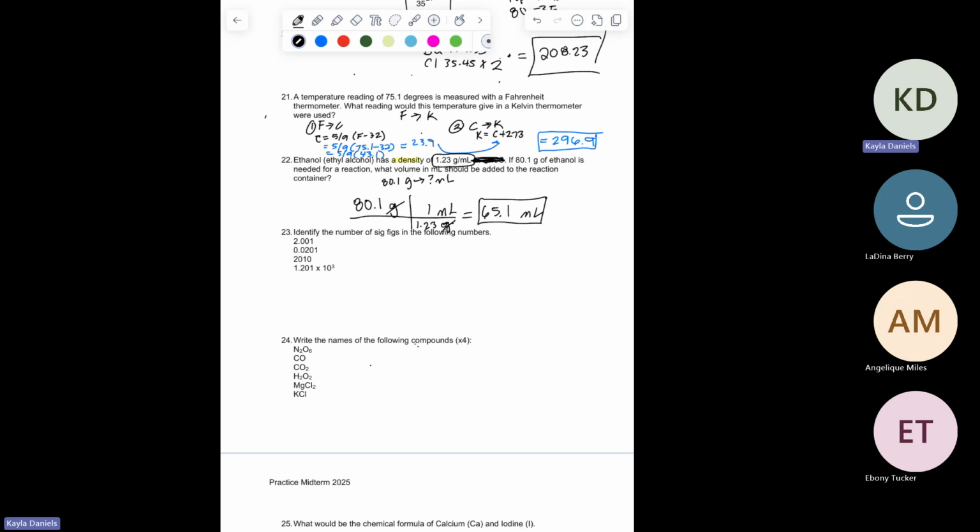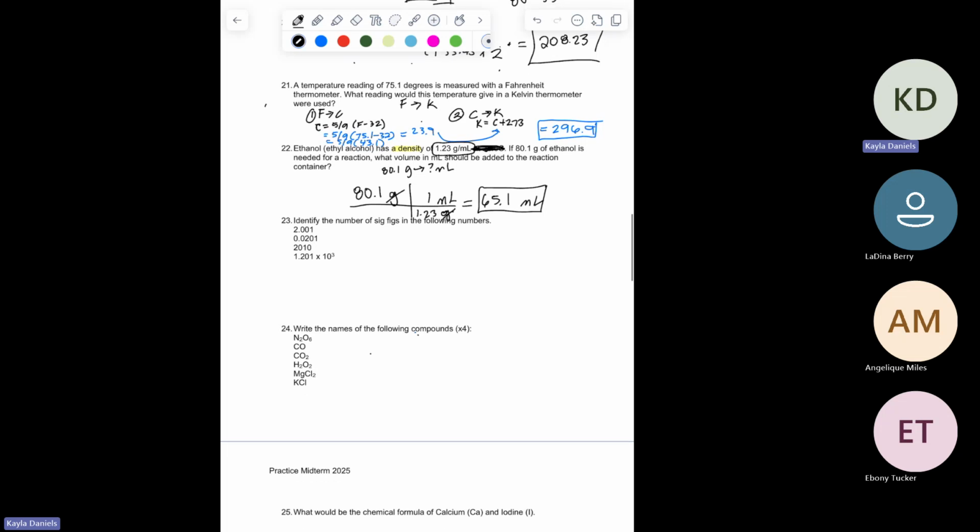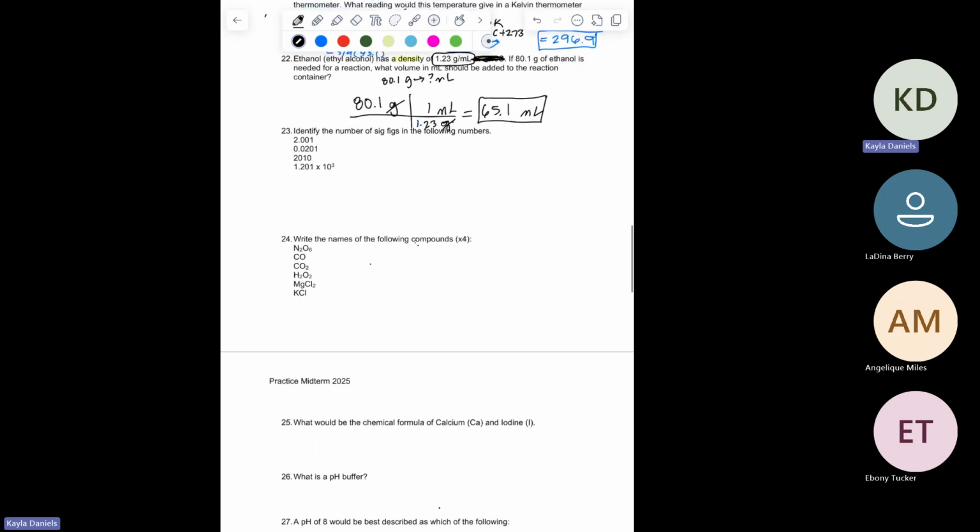23, we're working our way back to that first lecture. In fact, I think temperature was part of that first lecture. 23, we want to identify the number of sig figs. So you have, I believe, 2 problems where you have to identify the number of sig figs. So I gave you 4 examples here just for extra practice.